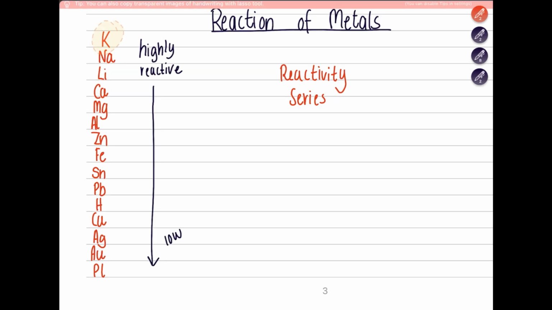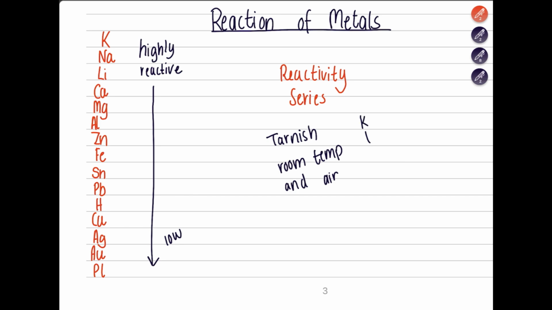Now this is potassium and this is aluminum, right? We can say metals from potassium to aluminum are considered so highly reactive that they tarnish at room temperature and air. From potassium to aluminum, these elements.